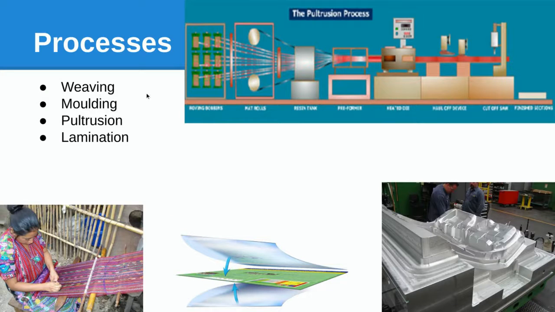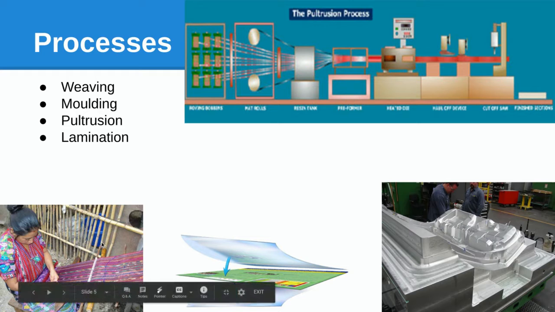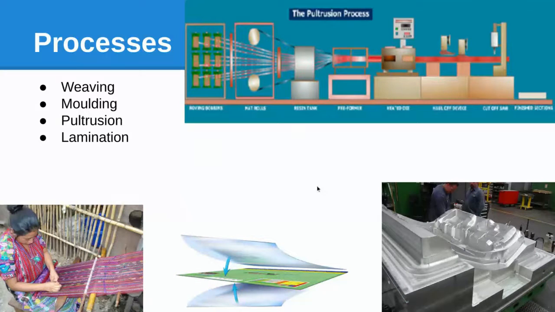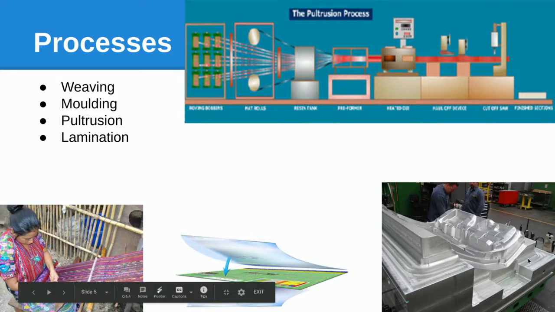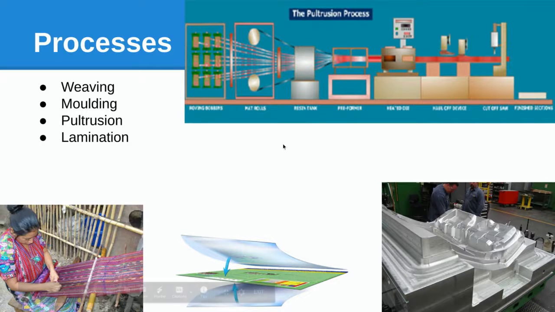Weaving, take a look at the 4 pictures. Which one would be weaving? And it's this guy on the bottom left. What about molding? Which one of these is molding? Would be this one over here. Pultrusion. It's kind of a giveaway because this is the pultrusion process. And lamination.